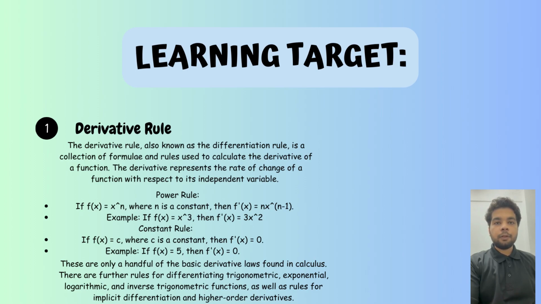The second example of derivative rule is constant rule. If f(x) equals c, where c is a constant, then f prime x is equal to 0. If f(x) equals 5, then f prime x equals 0.